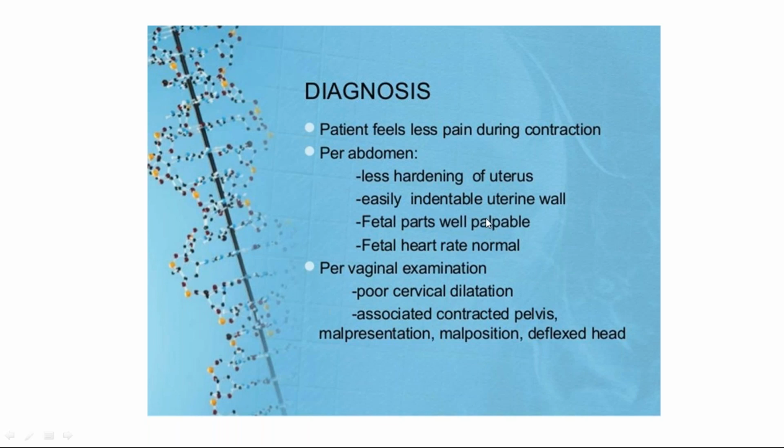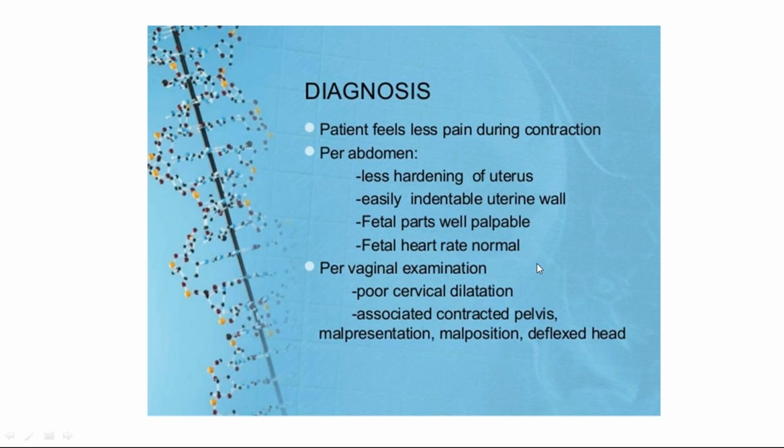Normally it should be as hard as a stone. You should not be able to indent with the finger. So an easily indentable uterine wall shows you that the intensity is not proper. Fetal parts are well palpable, fetal heart is normal, and on per vaginal examination you see that there is poor cervical dilatation. So normally you expect the cervix to dilate when you are putting the partogram. In all cases you have to put a partogram. So when you are plotting the graph, you find that the cervical dilatation is poor or slow.